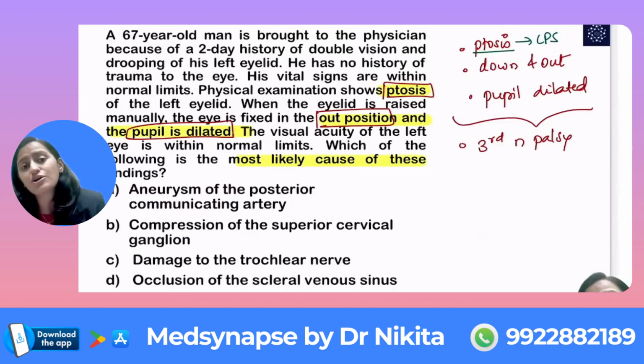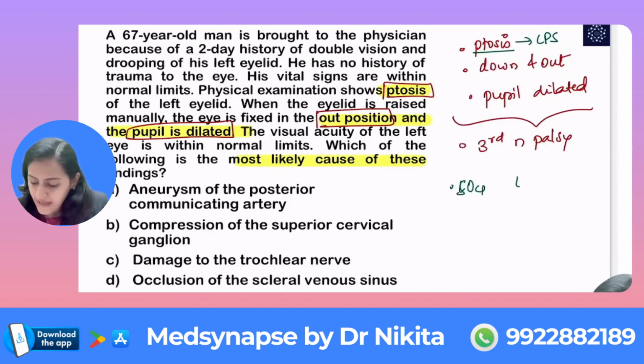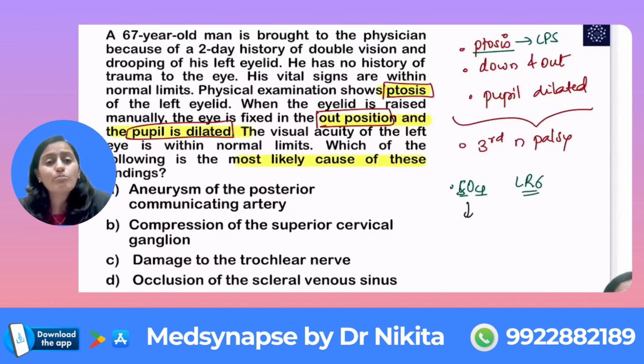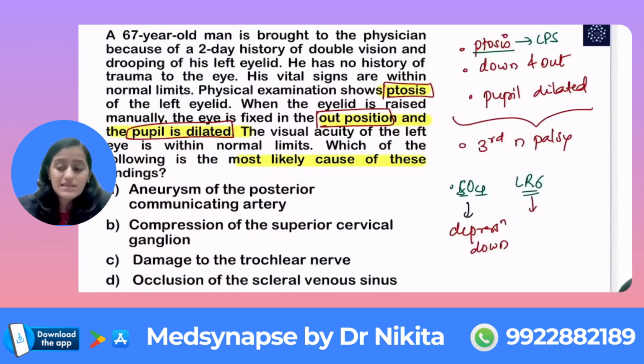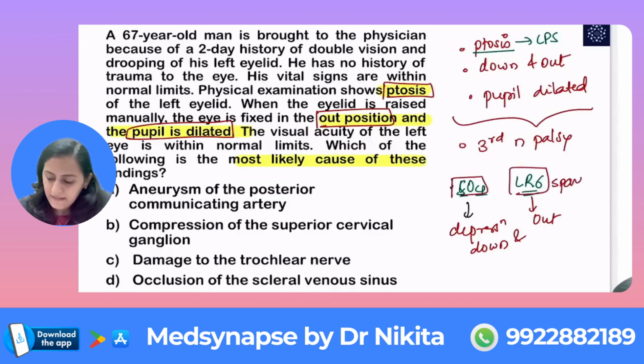Because remember that extraocular muscles all are supplied by 3 except SO4, LR6. Superior oblique by 4 and LR by 6. Superior oblique, remember obliques cause opposite action. The name is superior but the action is opposite. It causes depression, that means down going eye. Lateral rectus takes the eye laterally, lateral is out, and that is why these two muscles are spared in third nerve palsy, and that is why it is down and out. Okay, the eyeball is down and out.